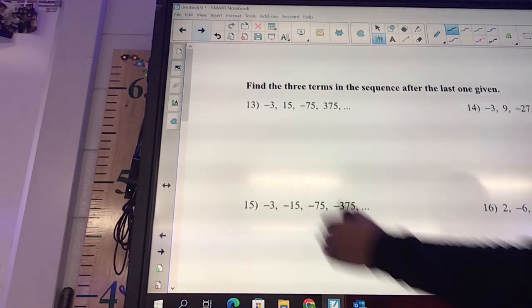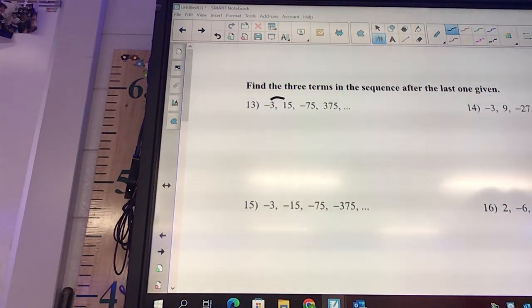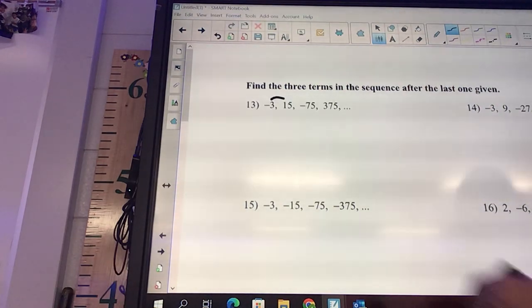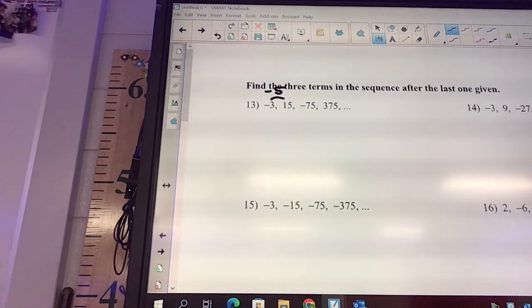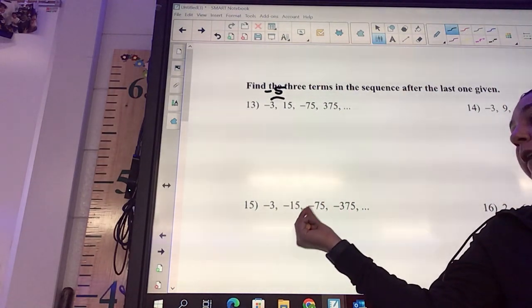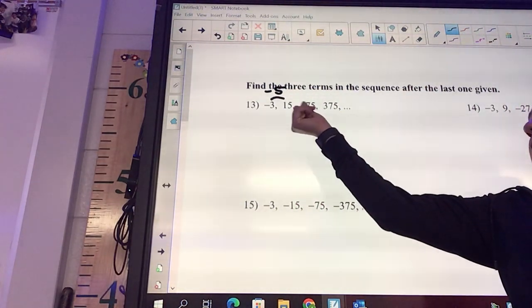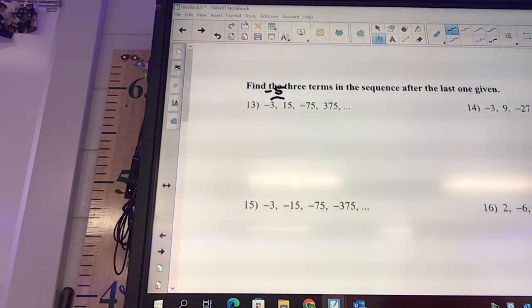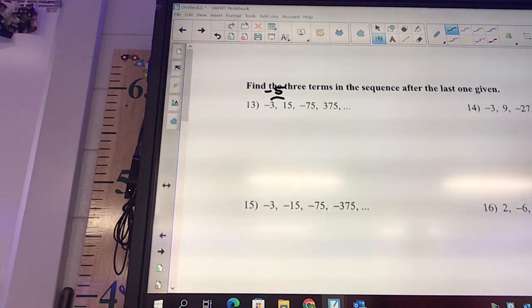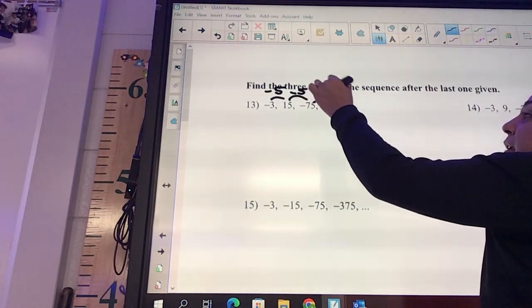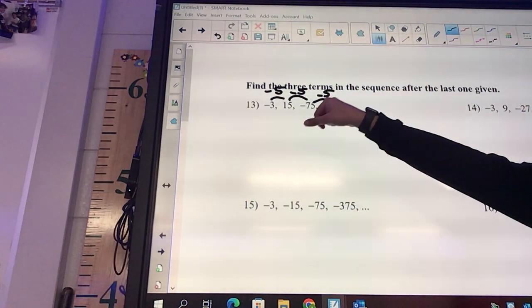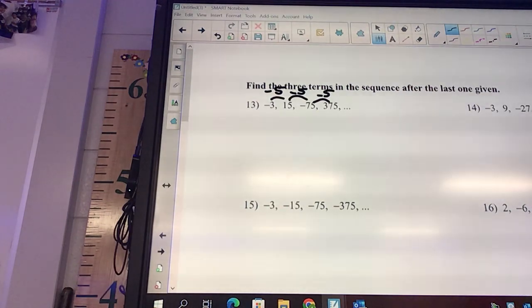So, negative 3 times what gives me 15? Negative 5. Okay? And if you don't know, pick 2 of the pieces that are next to each other and divide. So you could say 75 divided by 15. So we know we're multiplying by what? Negative 5. Okay? So 15 times negative 5 would give me 75 times negative 5. So what you're going to do is take the last term and multiply it by negative 5. So what is 375 times negative 5?